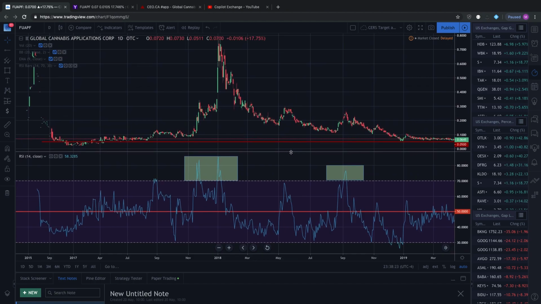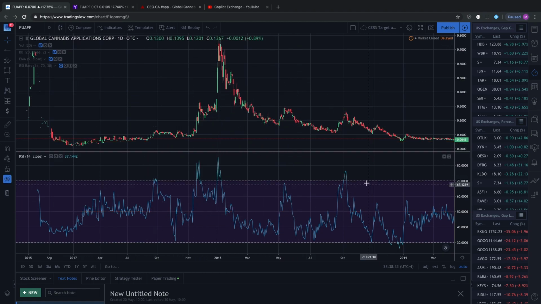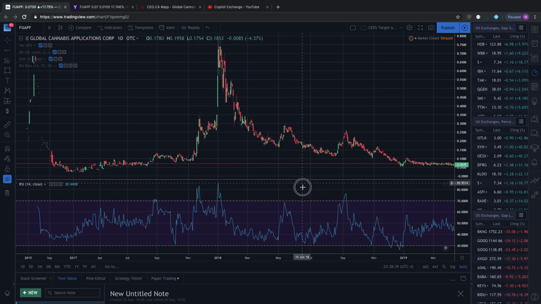So I'm using TradingView as my platform, and as you can see, I have a daily candlestick chart up on the top half and the relative strength index chart on the bottom half. I'm just going to clear my drawings here. So I'm going to reduce the RSI chart for now so we can focus on candlestick price action.